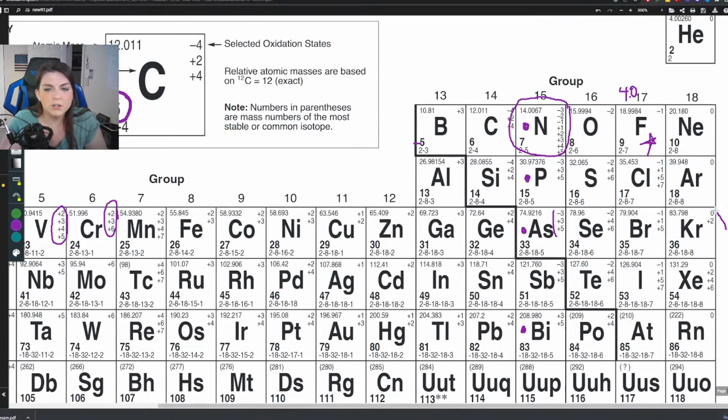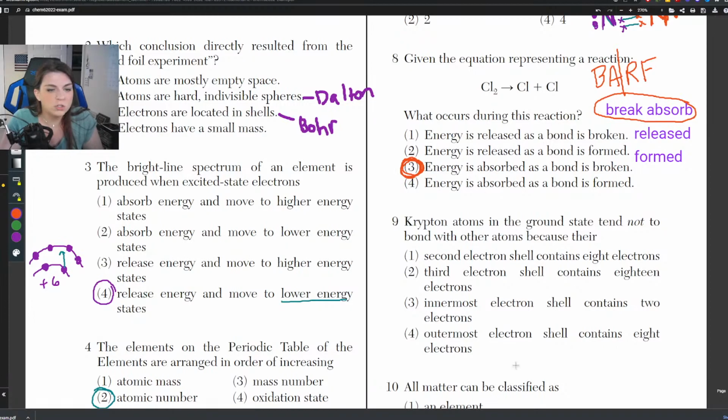The question was asking about electrons. So its configuration down here across the bottom is 2, 8, 18, 8. I'm just going to carry that over to the question so we can take a look at them together. 2, 8, 18, and 8. Okay, so the second energy shell, the second electron shell has 8 electrons. The third contains 18. The innermost contains 2, and the outermost contains 8. All of those are factually correct.